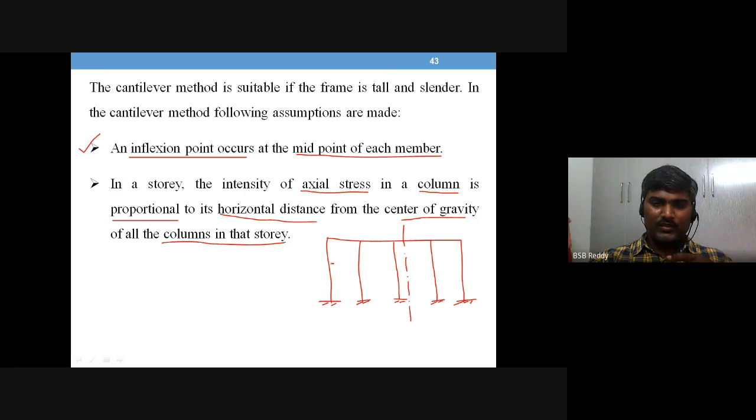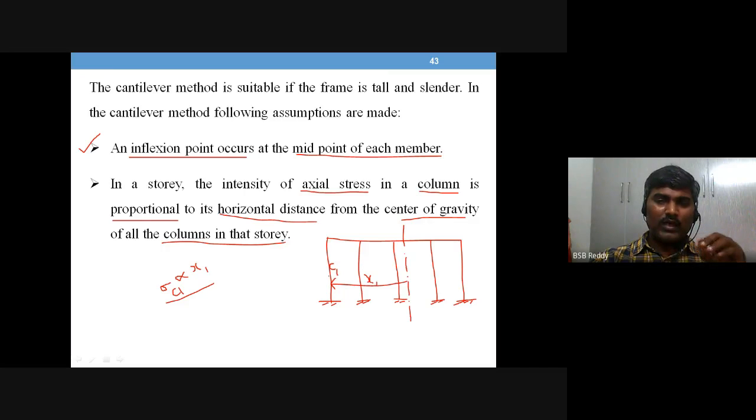So if this is the CG location, what it is telling is that axial stress in a column is proportional to, say, this is C1. What is axial stress? Sigma C1. Axial stress in column 1 is proportional to, let us say this distance is x1, the horizontal distance from the CG. This is the axial stress in this particular column, column 1.